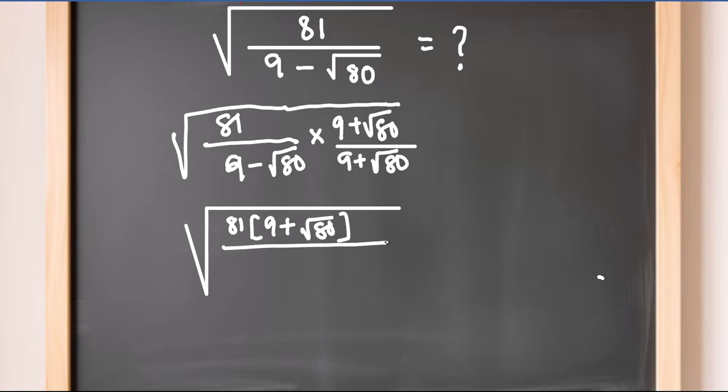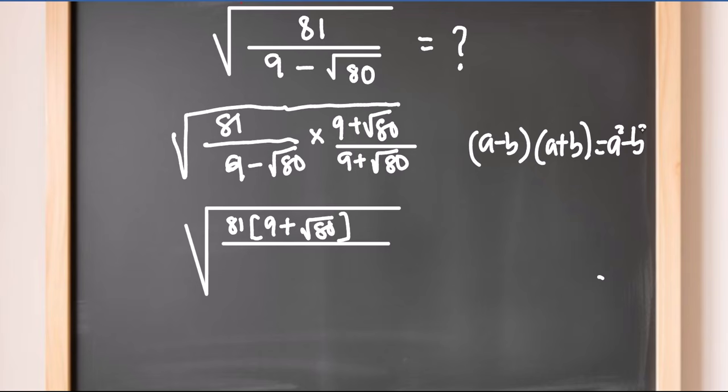Now, what about the denominator? There's something I'm going to do right here. There's a rule that says that a minus b multiplied by a plus b is going to be equal to a squared minus b squared. This is called the rule of difference of two squares. So the 9 is going to be my a, and my b is going to be the square root of 80. So this is the technique I'm going to use right here. So here, I'm going to have a squared, which is 9 squared, minus the square root of 80, which is going to act as my b, all squared.